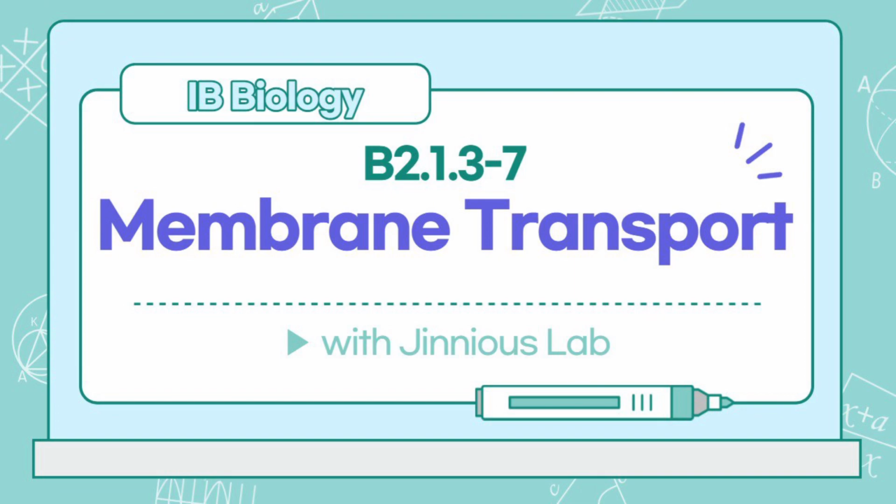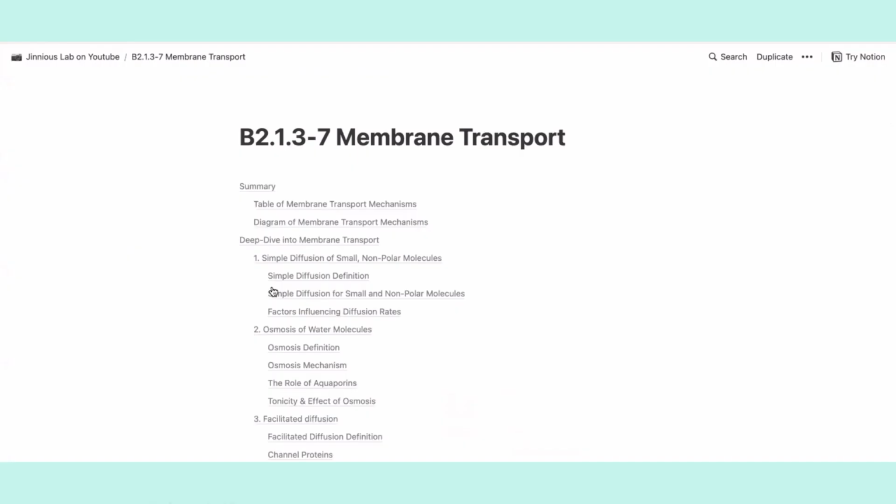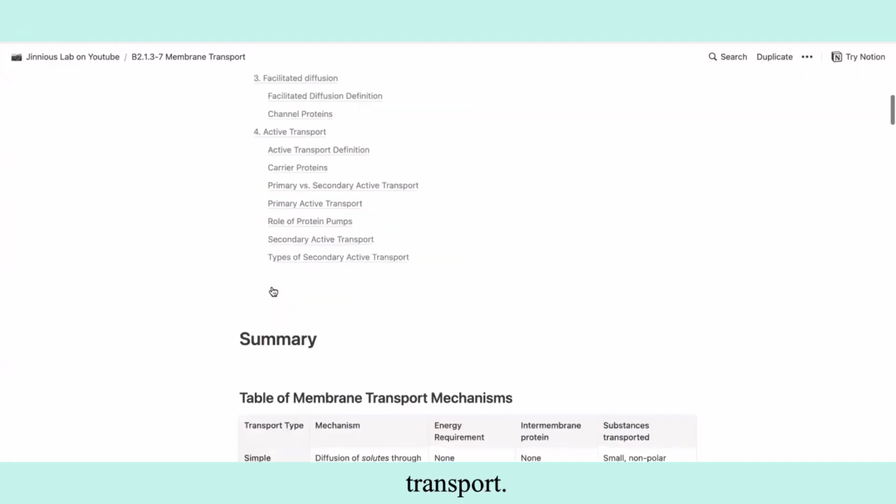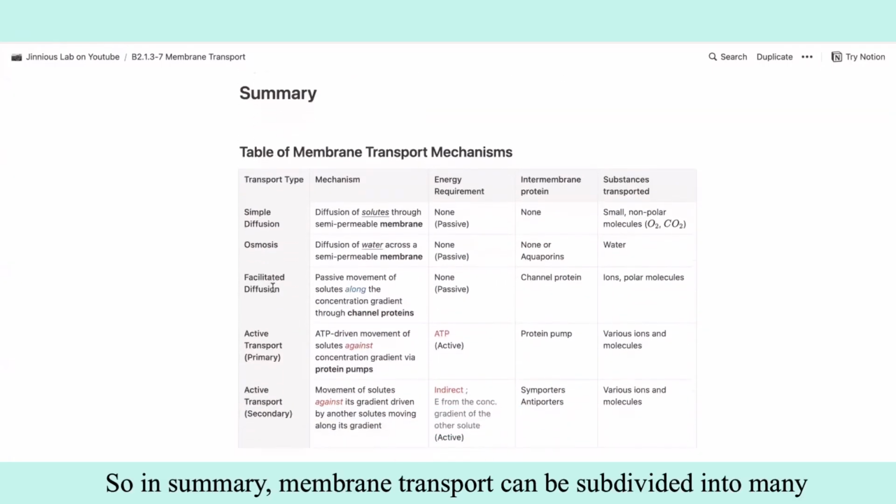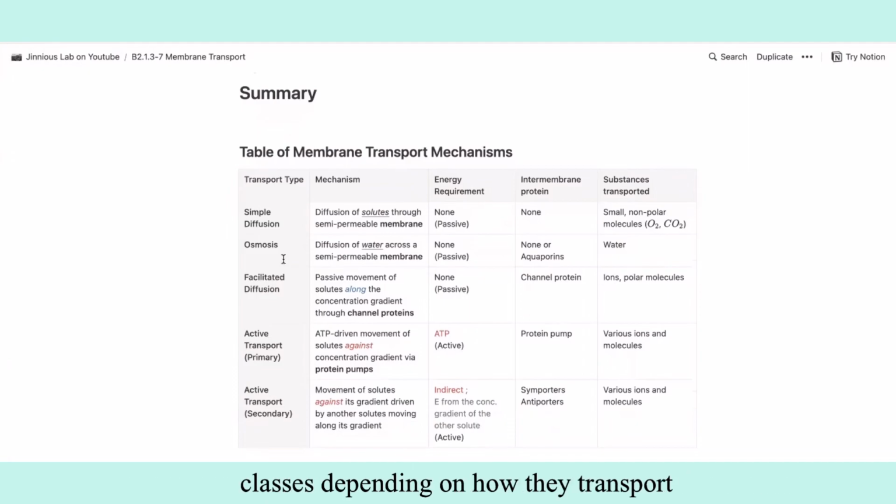B2.1.3-7 membrane transport. So in B2.1.3-7, we will be looking at membrane transport. So in summary, membrane transport can be subdivided into many classes depending on how they transport the molecule.